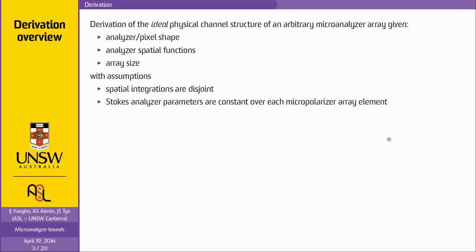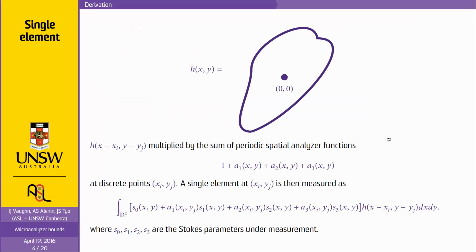We also assume that the Stokes parameters for the analyzer on each pixel are constant over the whole pixel array element, so constant over the shape function. We don't look at temporal integration or the effects of that here. And then we assume that the pixel array is given by a rectangular grid that's evenly spaced. So now we can begin the derivation of a single pixel element.